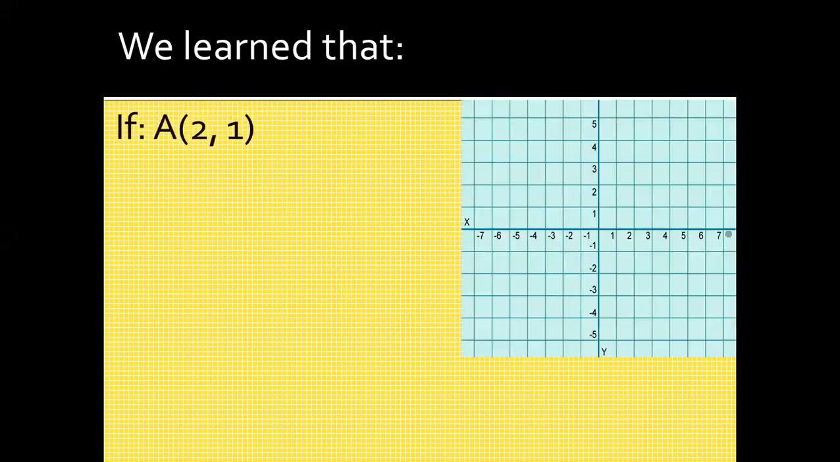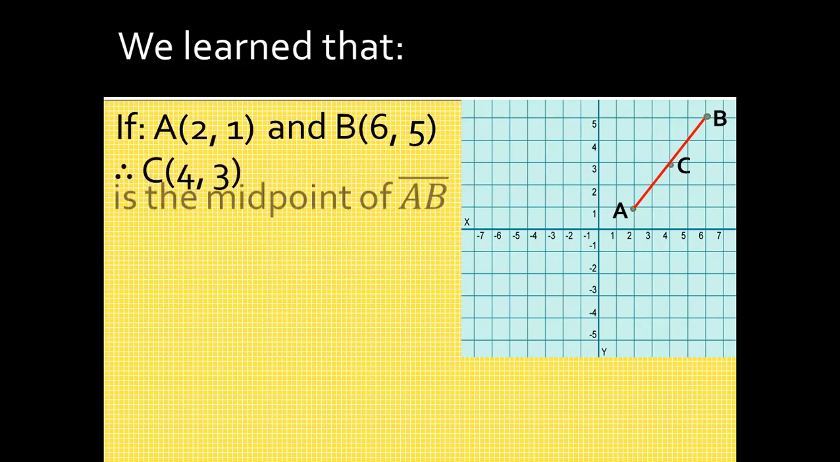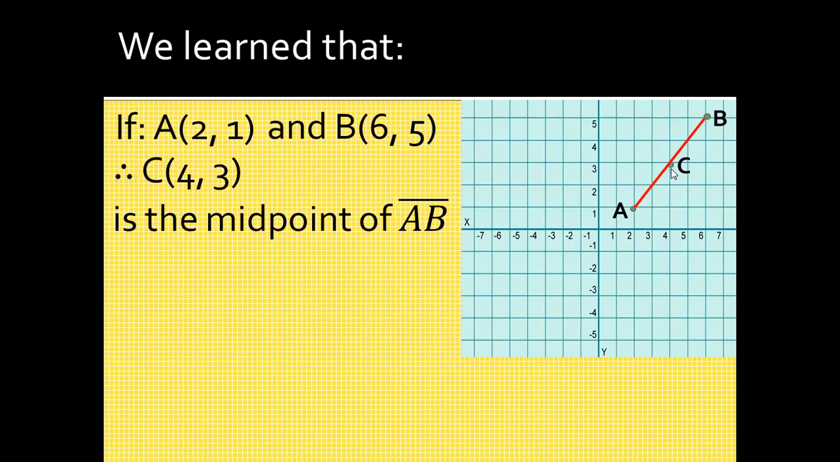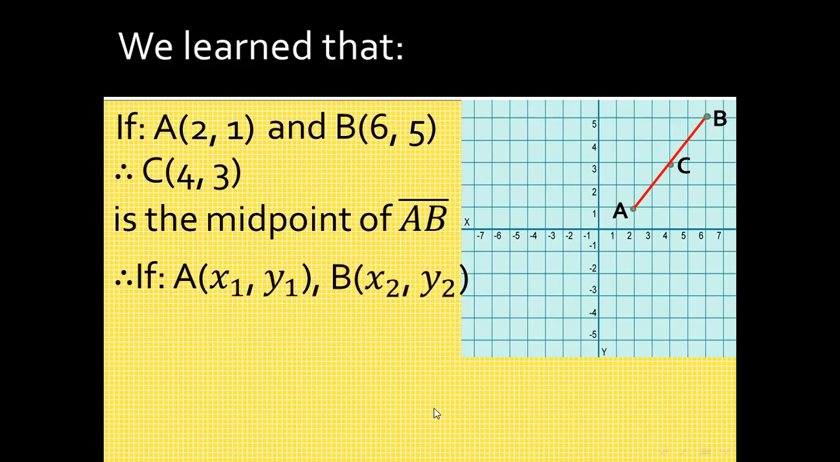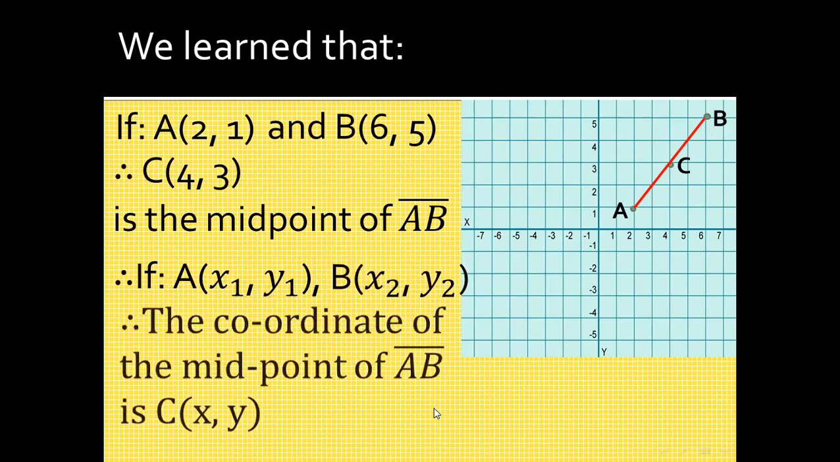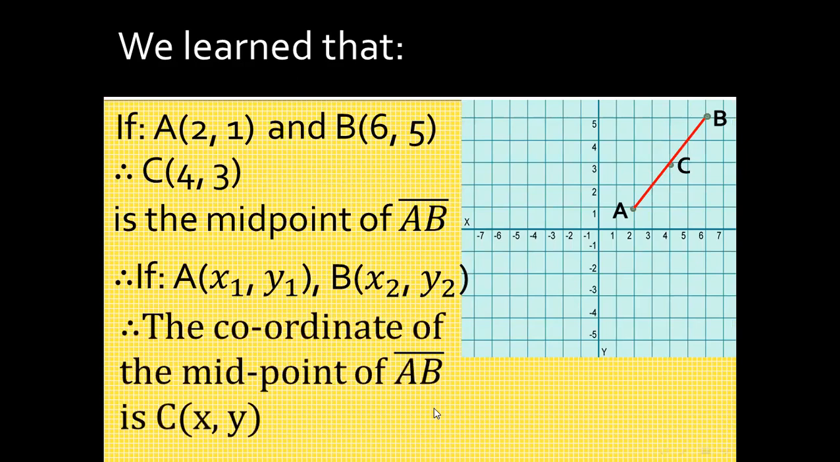If you have point A (2, 1) and point B (6, 5), then point C is the midpoint of AB and its coordinates are (4, 3). We notice that if we have point A (x1, y1) and point B (x2, y2), then the coordinates of the midpoint are C, which is (x, y).